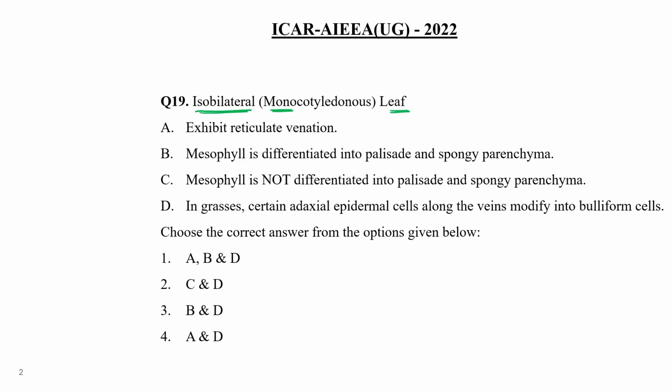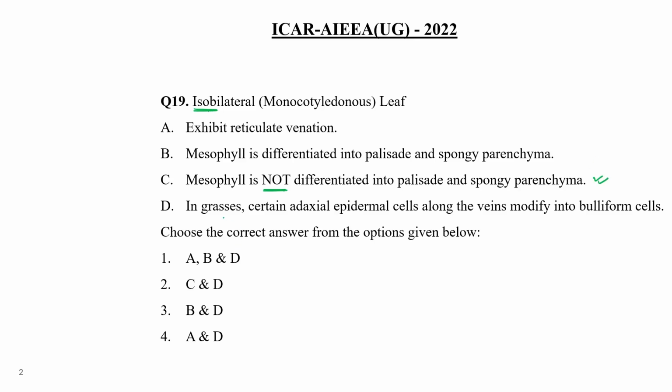Okay, so reticulate venation is a characteristic feature of dicot root. Oh, sorry, leaf. Right? Isobilateral means parallel venation like this. Right? And its mesophyll is not differentiated. That's why isobilateral, both dorsal and ventral side have a similar kind of anatomy. So choice number 3 would be the correct answer.